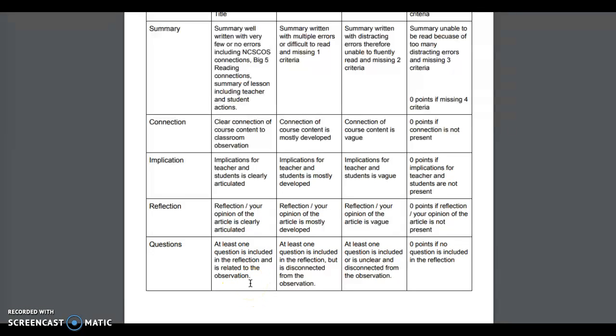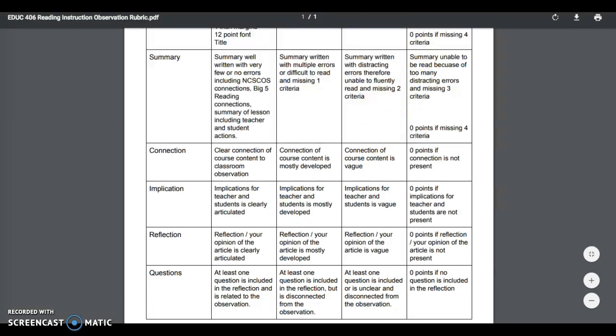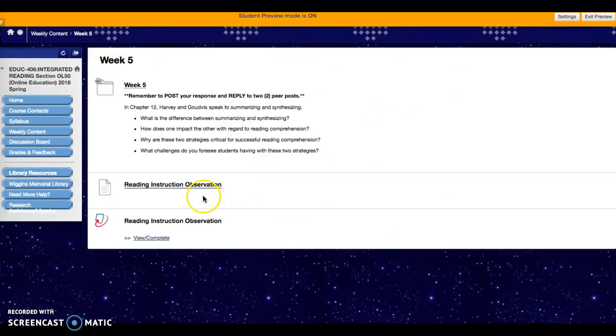So don't ask just a simple question like, how will I do this in my classroom? I want you to really dig deep and ask at least one question that will cause you to maybe want to investigate something a little bit further. So make it more than just a general question. And then once you are finished with that observation and reflection, you will click here on your Turnitin link to submit it.